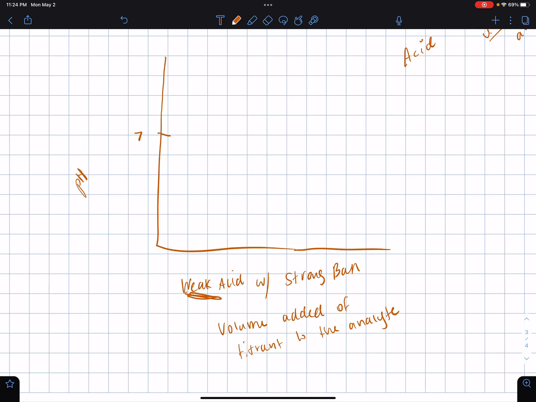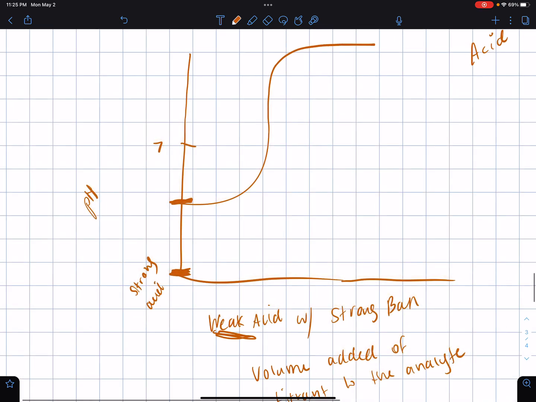All right, so we have a weak acid. So, we're going to be starting at about here, we're not too close to this really strong acid area. So over at pH, we're starting about here. And a titration curve will always look like this. It'll look like an S.